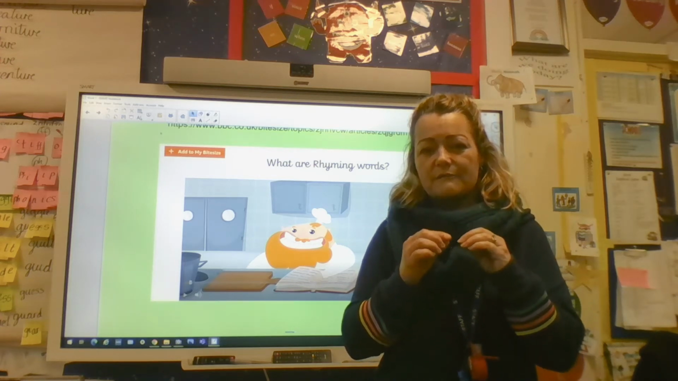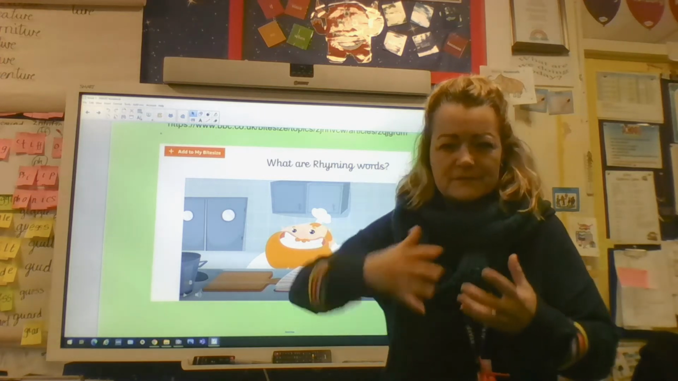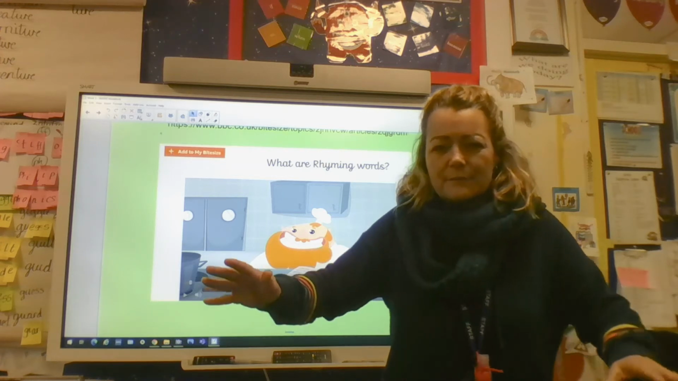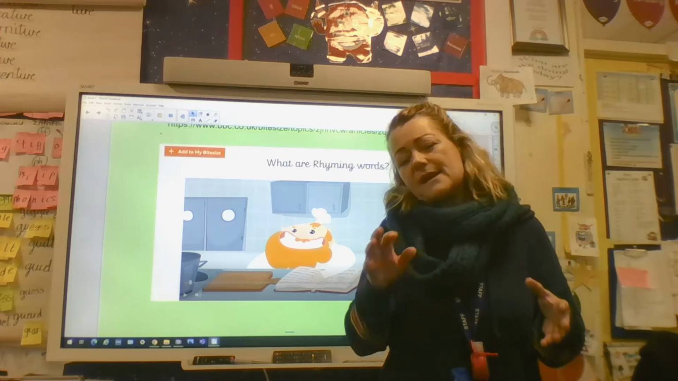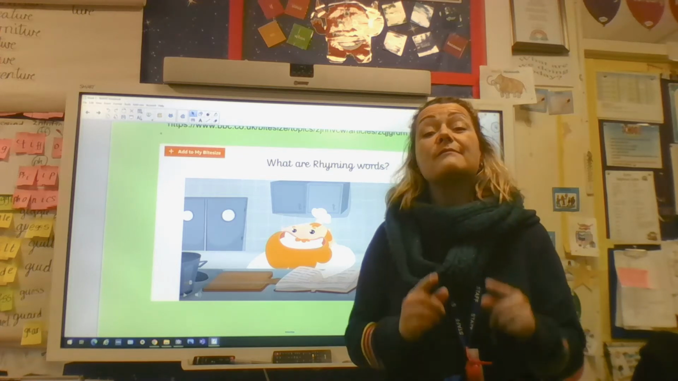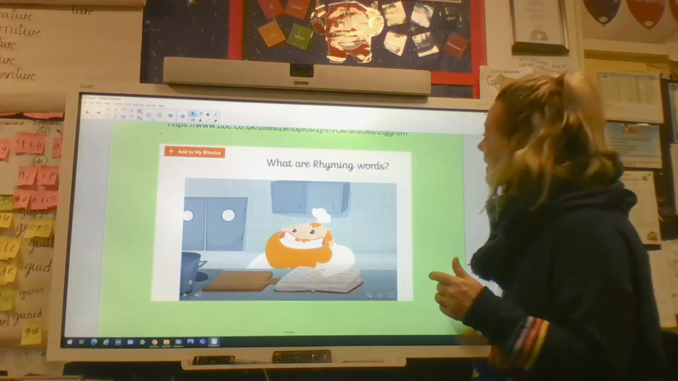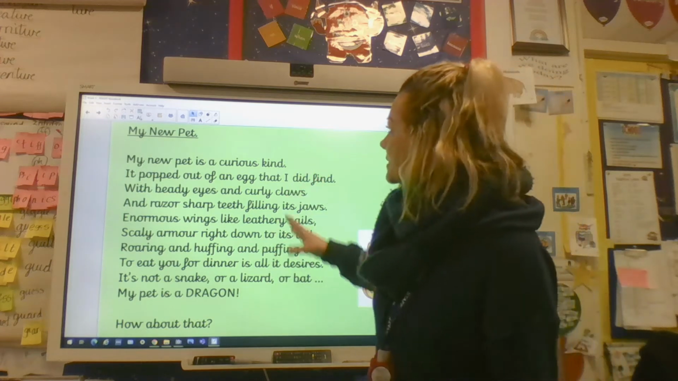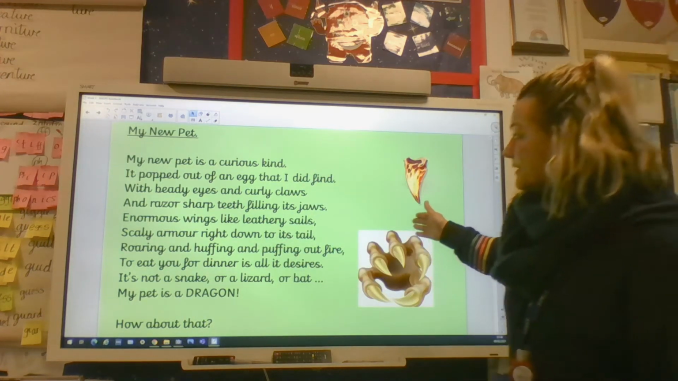Okay, so don't get confused and think of other homonyms or homophones or anything like that. Rhyming words can be completely different words and they can be spelt in completely different ways, but they just sound the same on the end of the word, okay? So, go to that website, then take a look at the first poem. This is called My New Pet. A couple of pictures there to give you a clue as to what that pet might be.